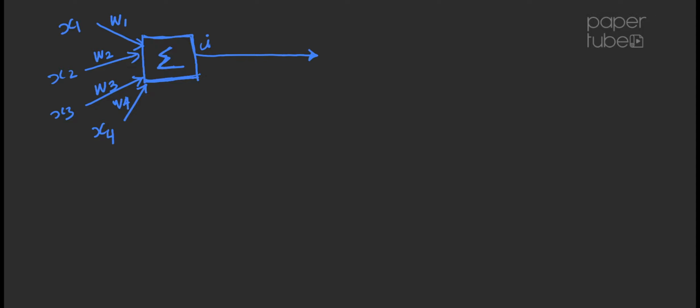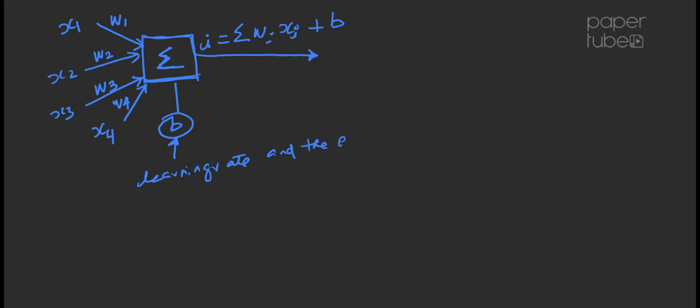So what happens is your net input will be equal to the summation of wi multiplied by xi, plus a single bias. So you have a bias as well here. I will tell what this bias means. Bias is something related to your learning rate and the actual experimental output, the expected output.